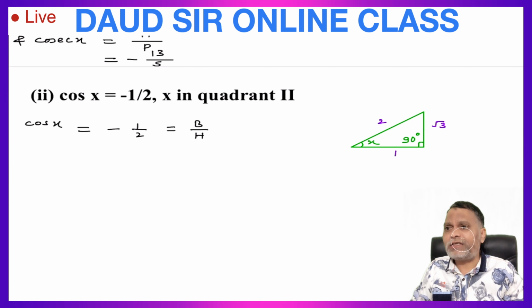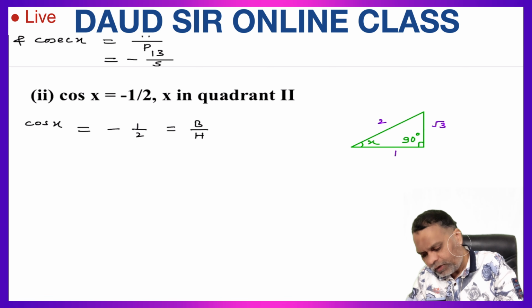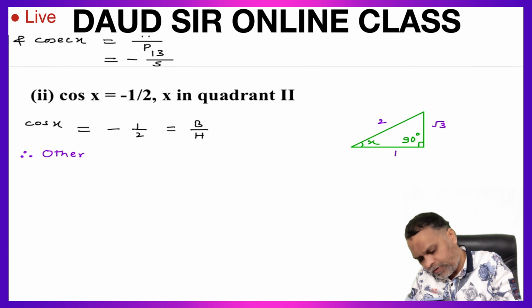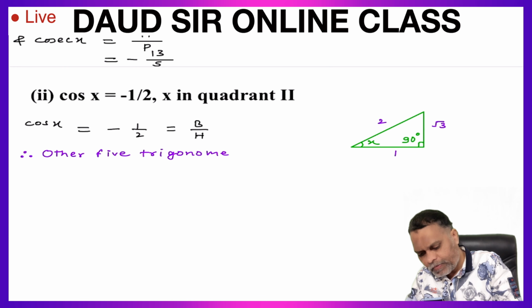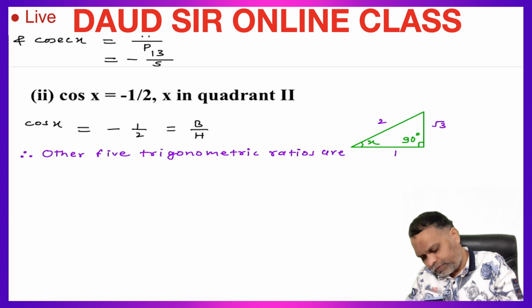In the second quadrant, sine and its reciprocal cosec are positive. Other trigonometrical ratios are negative there. So therefore, other 5 trigonometric ratios are, start from sine.